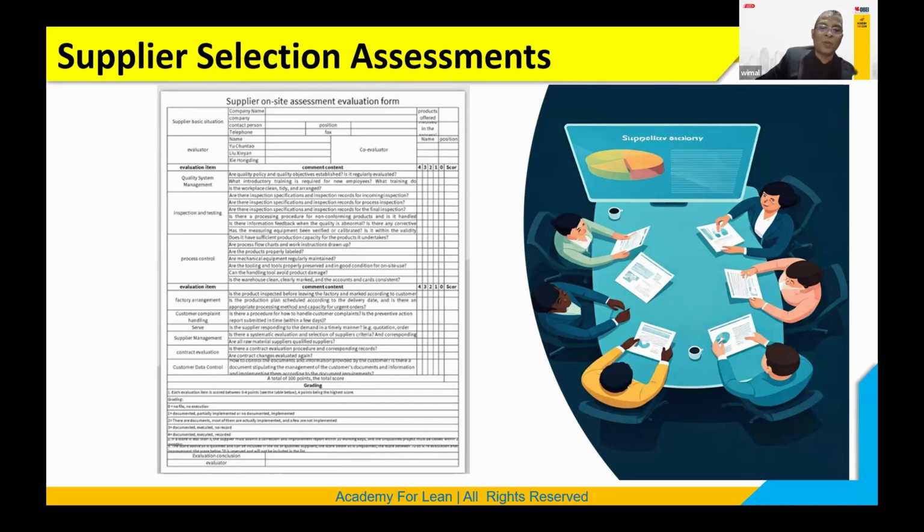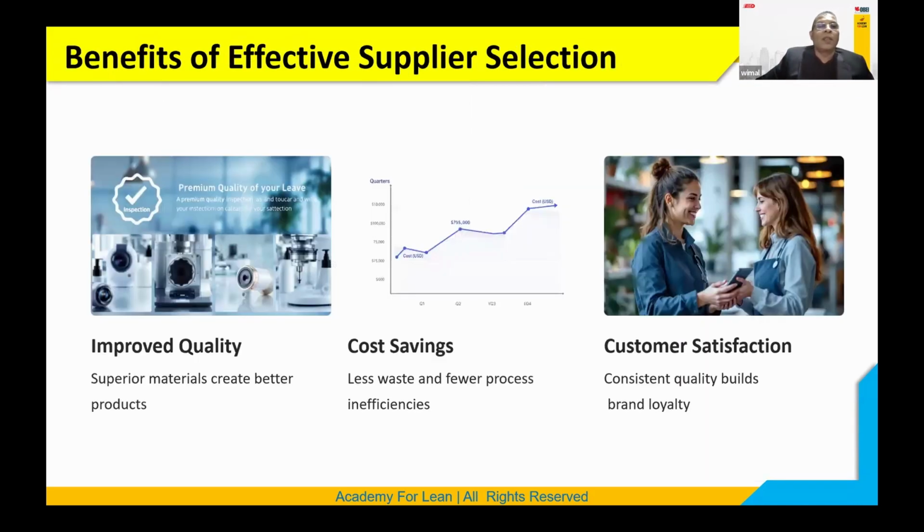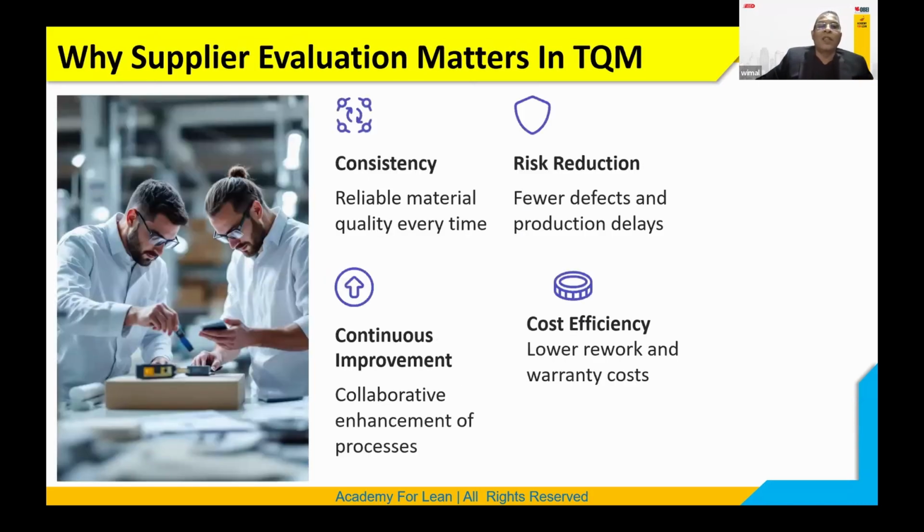I am sure that most of you have this kind of evaluation sheet. So as I said, those are the benefits of that. We discussed cost savings, improving the quality, customer satisfaction. Everything will happen if you select the right supplier.